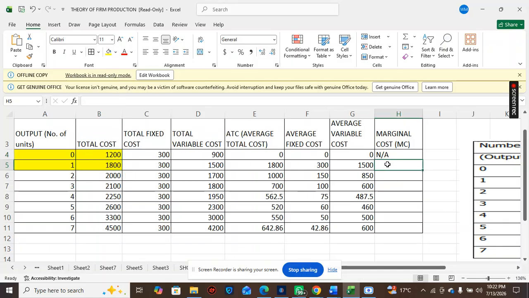So we said marginal cost is the change in total cost. The new total cost, 1,800, minus the old total cost, 1,200, and we're going to get 600. So this 1 unit has brought an extra cost of 600 kwacha.